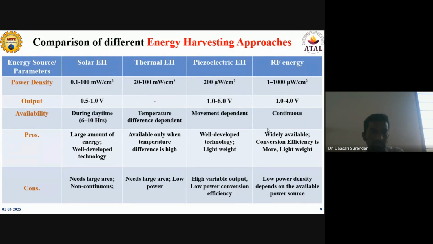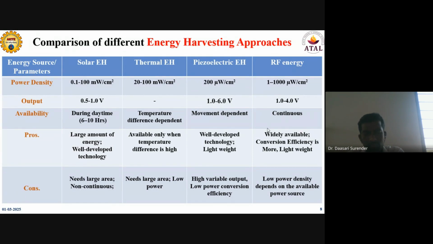So I have mentioned here only 4 energy sources, harvesting from 4 energy sources. Here we can see clearly that the RF energy harvesting is continuously available compared to all other energy harvesting approaches. And nowadays it is increasing every day. And because it is continuously available, the conversion efficiency of the RF energy harvesting approach is comparatively more than the other energy harvesting approaches. And here the device is lightweight and compact compared to the solar energy harvesting, thermal, piezoelectric, and all other energy harvesting approaches.